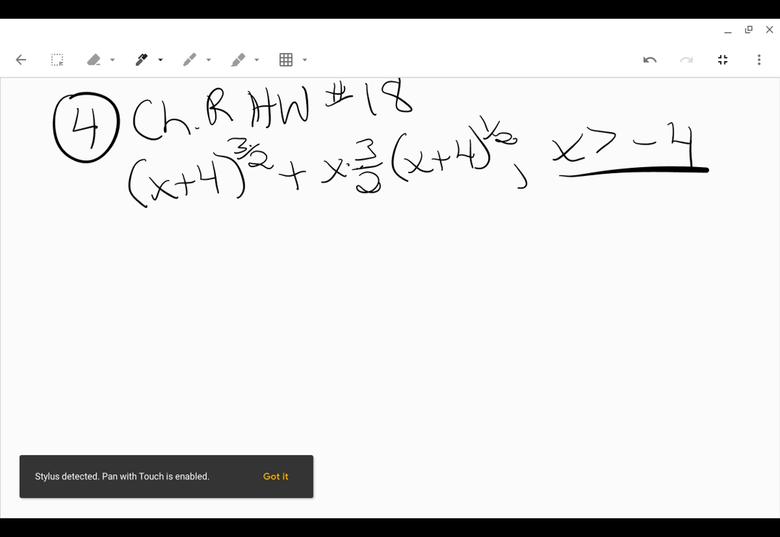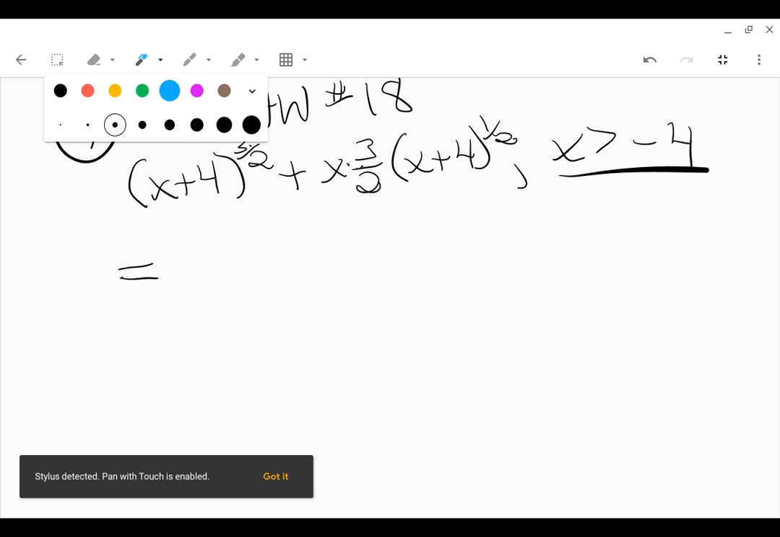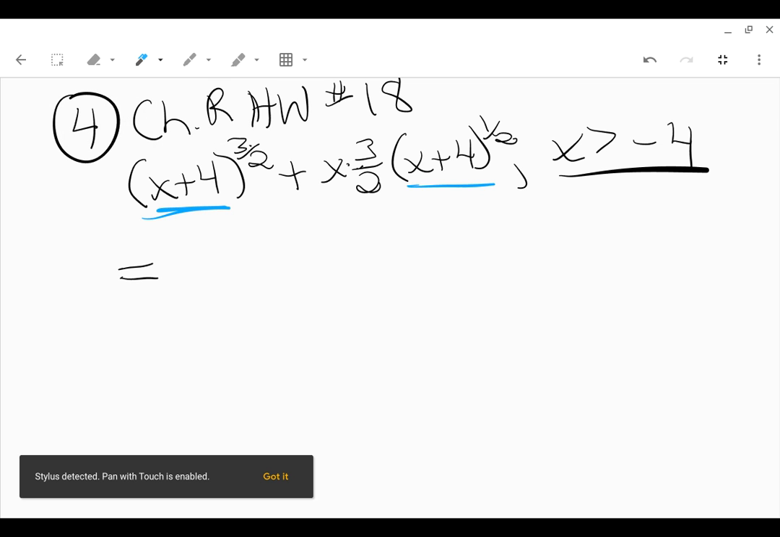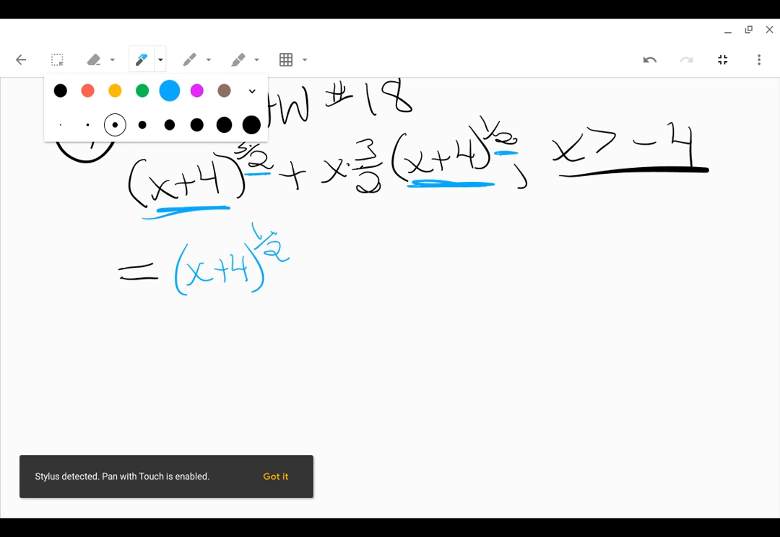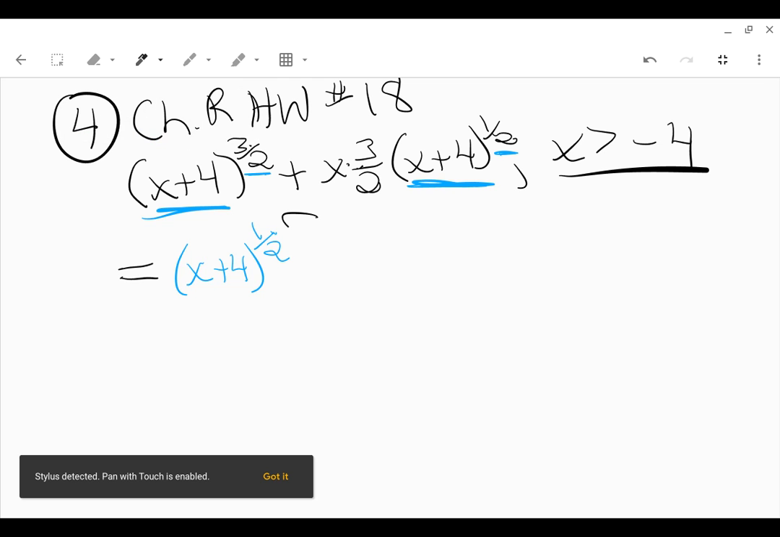Okay, in simplifying this, let's take the same old rule of thumb. There's this common factor of x plus 4. We've got it here and here. So we know we can factor out a power of x plus 4. You always factor out the lower exponent. So when you compare these exponents, 3/2 and 1/2, 1/2 is the lower exponent. Okay, and there are no other common factors. So that's what I'll factor out.